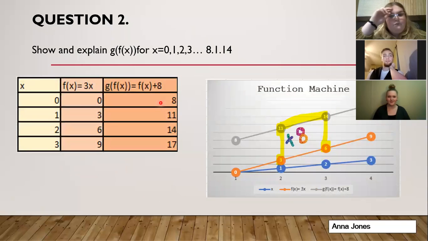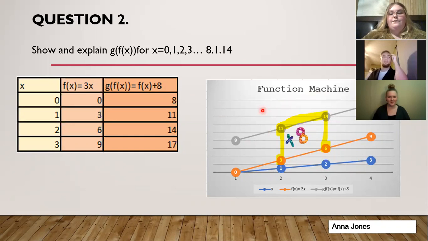Okay. Yeah, so it's kind of like over here, the graph. Is it kind of taking those and you're going to multiply the 3 and then take the f of x answer and add 8 to it, right? Yes, that's exactly how it goes. Okay, that makes more sense.